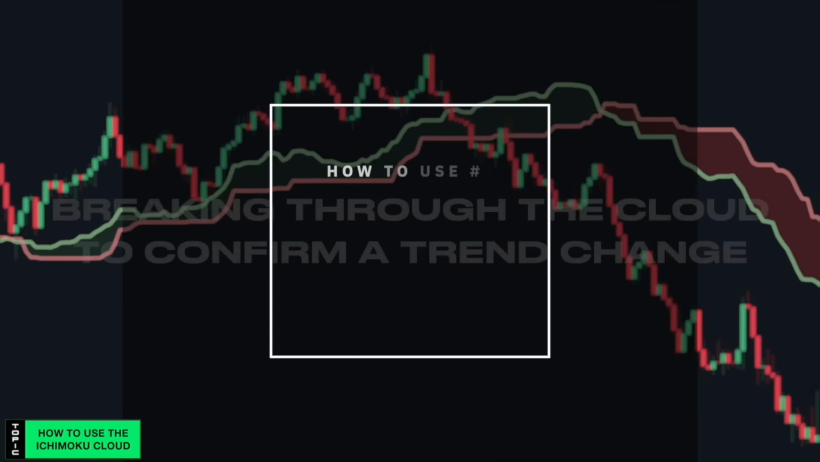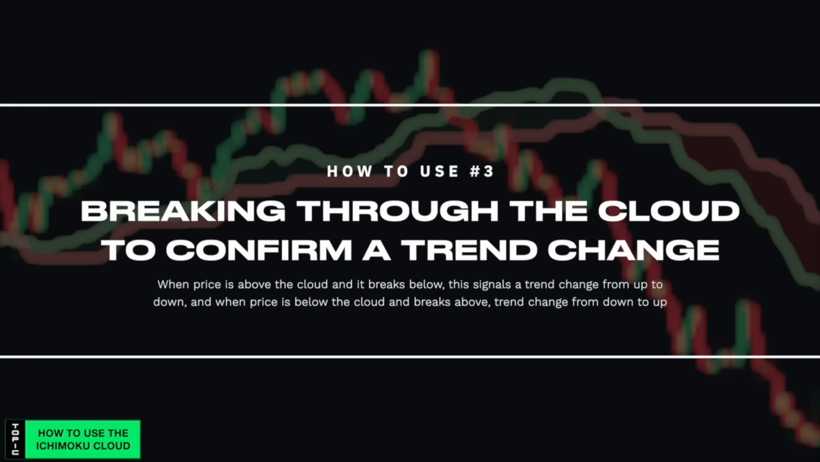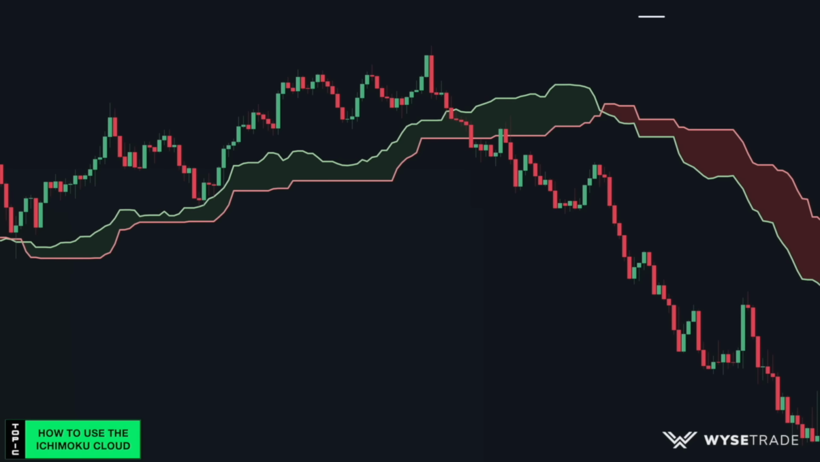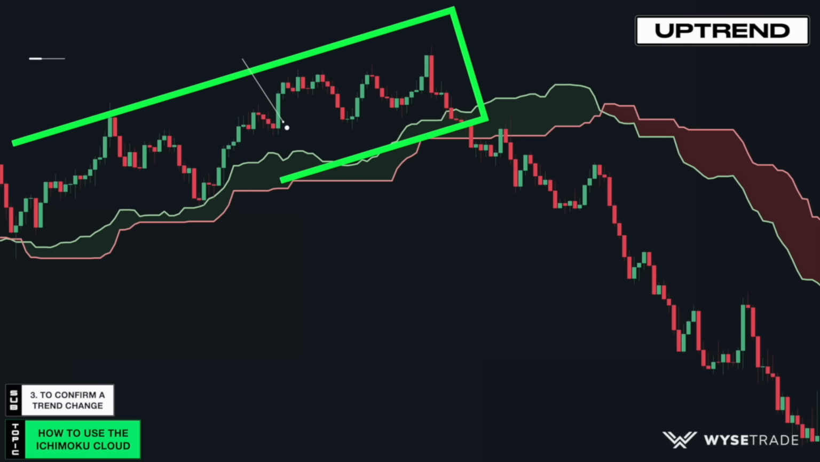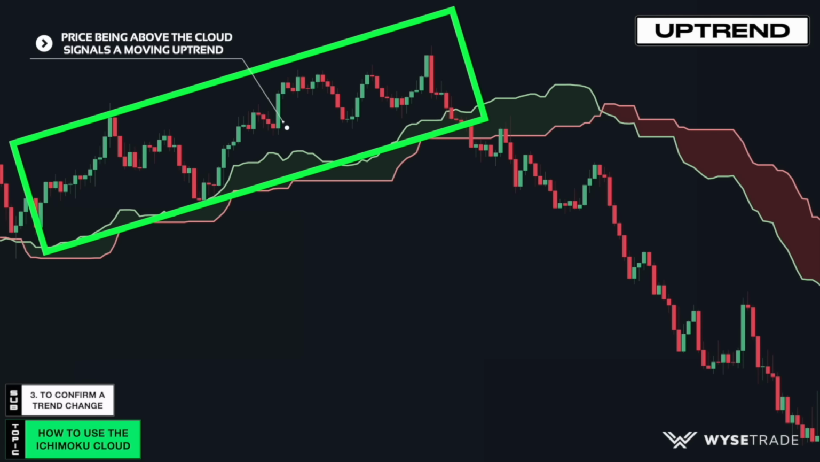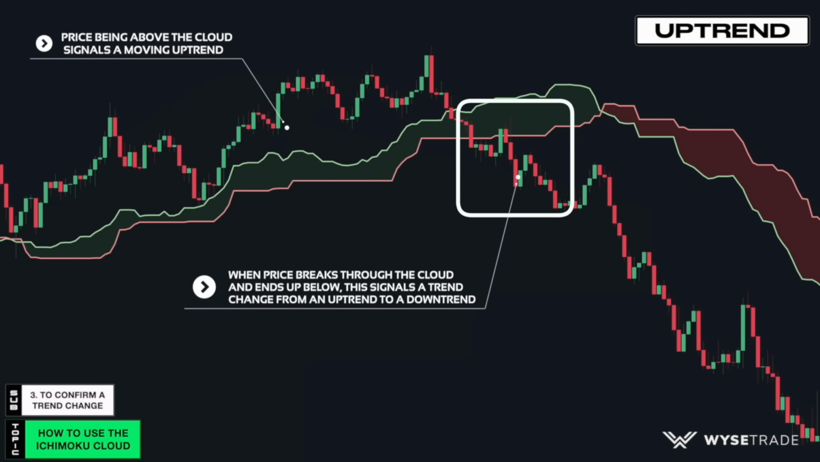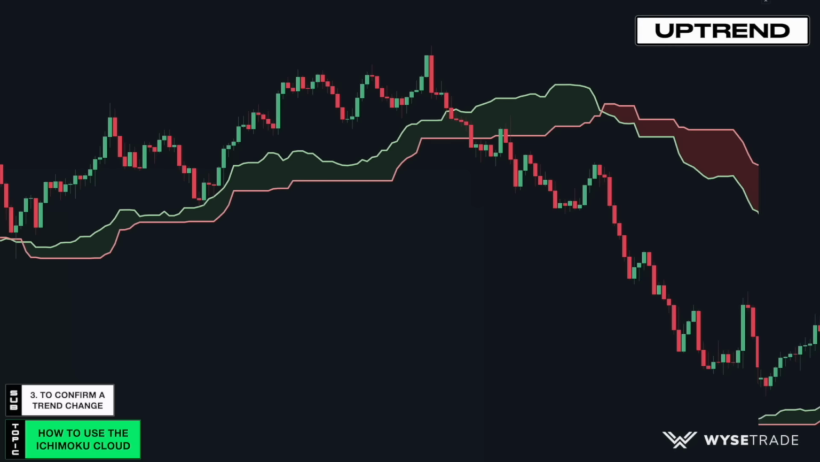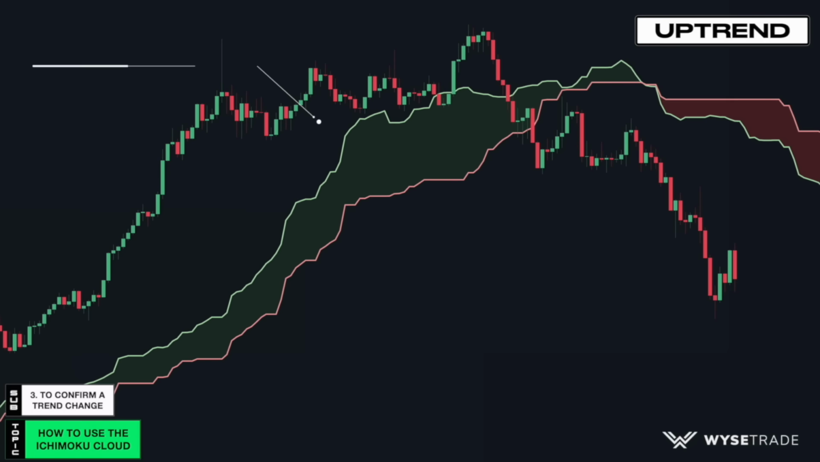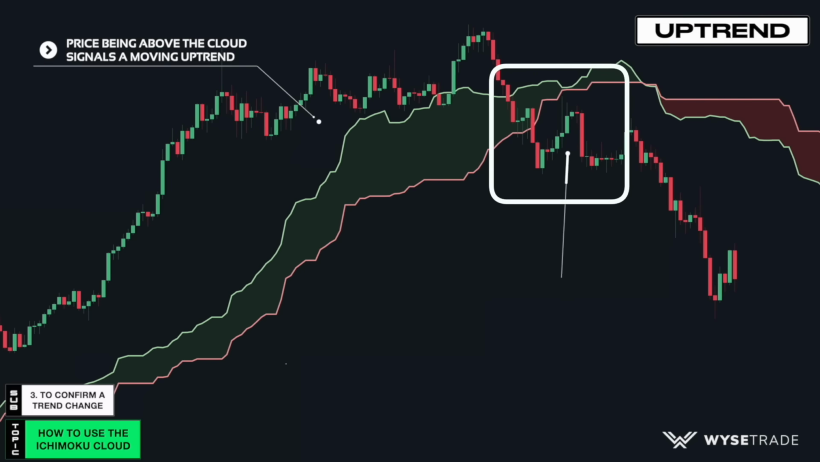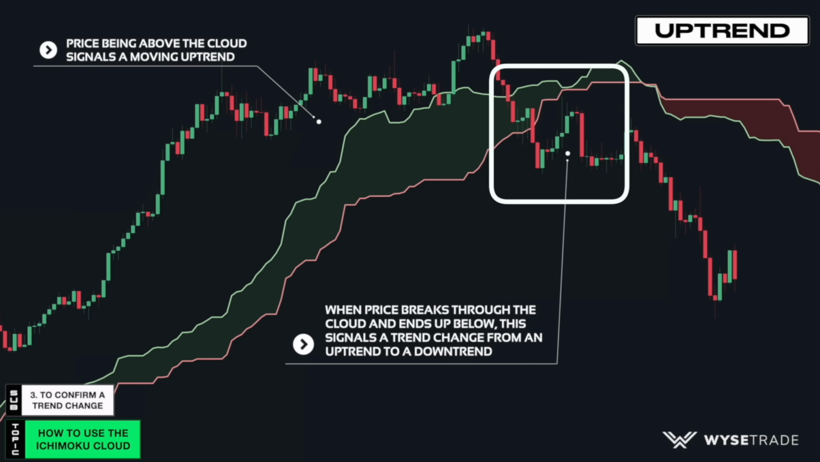So next, when price breaks through the cloud, it can confirm a trend change. Starting in an uptrend, price is above the cloud, signaling a moving uptrend. When price then breaks through and ends up below the cloud, it signals a trend change from an uptrend to a downtrend. Again, price is above before it breaks through and below the cloud. This shows a trend change from an uptrend to a downtrend.